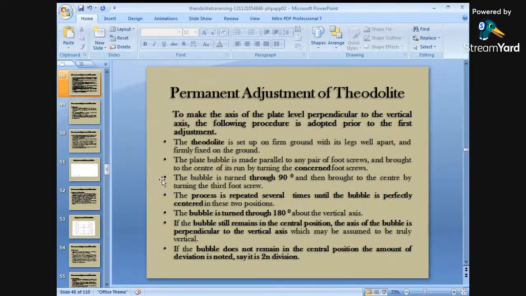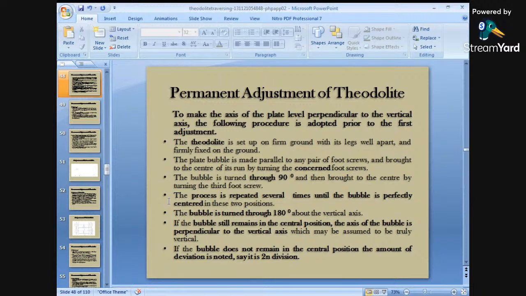Then the next one is the telescope has been turned toward the third foot screw. That means it has been made perpendicular to the third foot screw, and the third foot screw has been rotated until the bubble is coming to the center. The process is repeated. This process is basically repeated several times until your bubble is perfectly at the center.